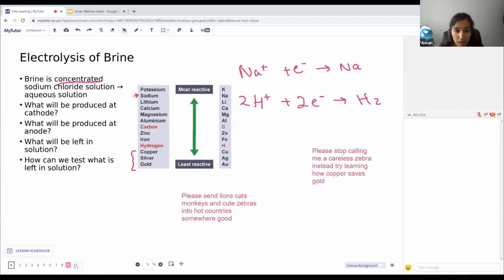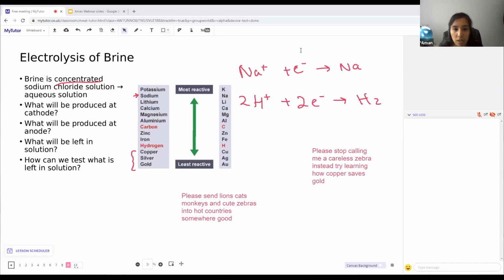Okay, great. I like all of these mnemonics, so thank you everyone. I think my favorite one will be this one. I think this one probably makes the most sense. So please stop calling me a careless zebra. Instead, try learning how copper saves gold. Okay, good. Right, so no one's given me the half equation for chlorine.